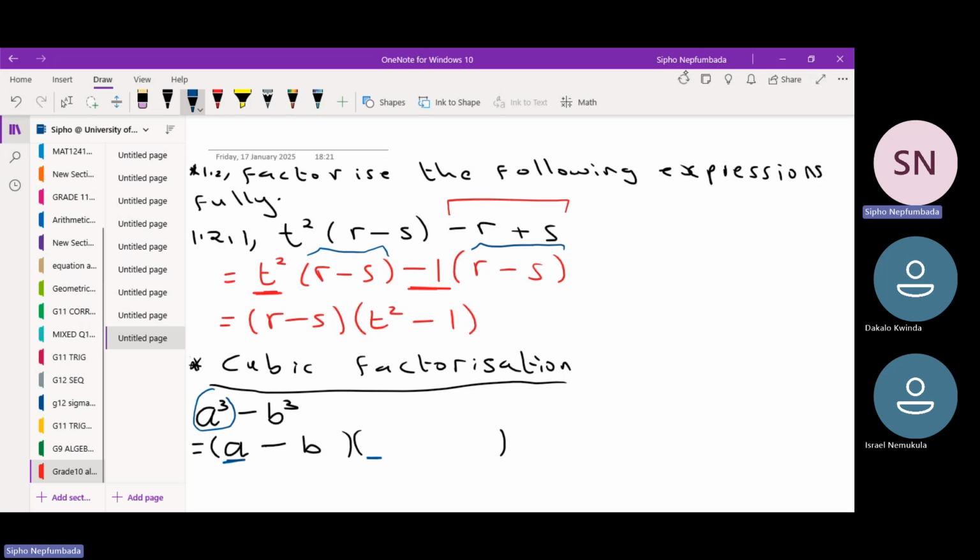So the law of exponents here: a to the power of n multiplied by a to the power of m equals a to the power of n plus m. So far we have got a to the power of 1, and 2 plus 1 gives us a to the power of 3.